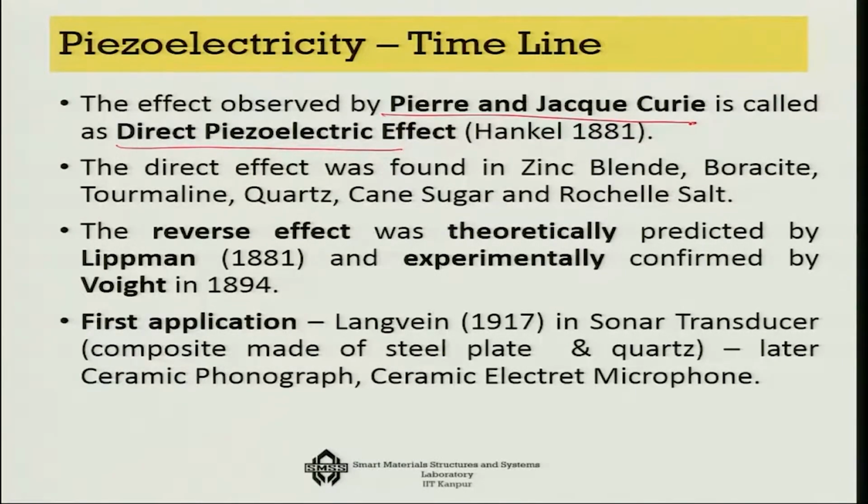This was found one by one in materials like zinc blende, boracite, tourmaline, quartz, cane sugar and Rochelle salt. So quite a few crystals they found that show this particular behavior. In 1881, Lippmann suggested the reverse effect, and it got experimentally confirmed by Voigt in 1894.